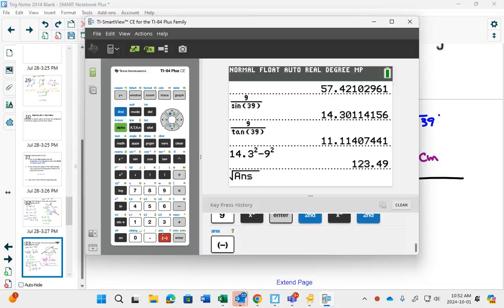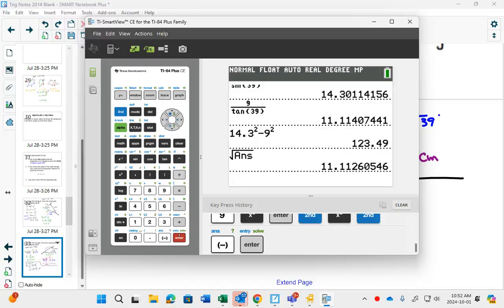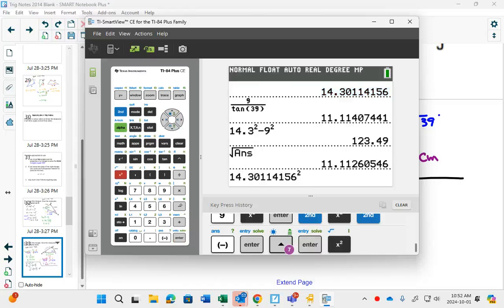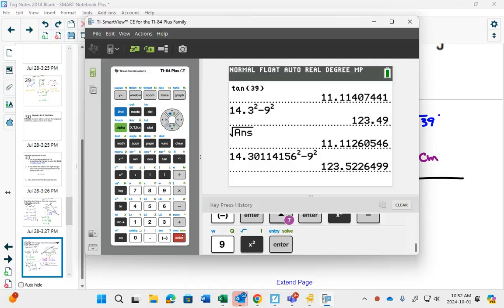do I get 11.1 or is that my decimal off? Oh, in this case, you would have been okay. We rounded early, and it didn't matter. Probably because the 14.3 is really close to the exact value, because it's 14.30. If you wanted to use the exact value, some calculators, like this calculator, let me actually select all the decimal places, and then I can square that minus 9 squared. And instead of getting 123.49, I get 123.522.